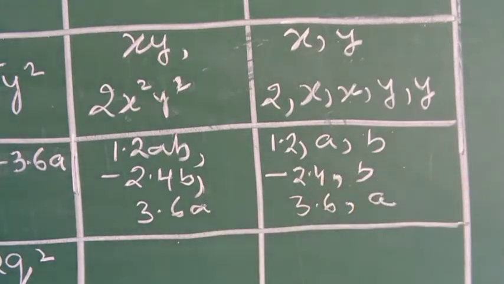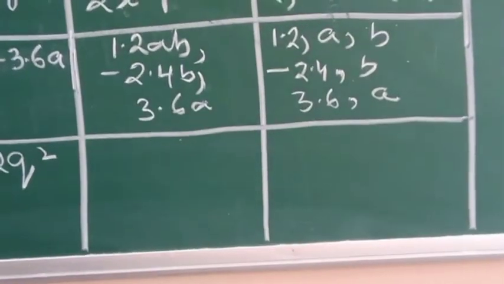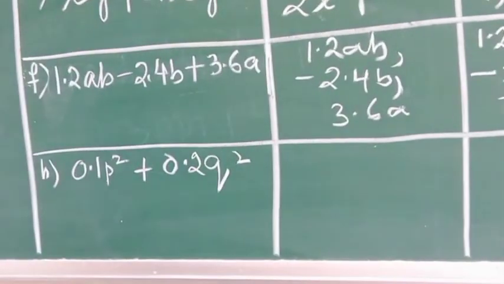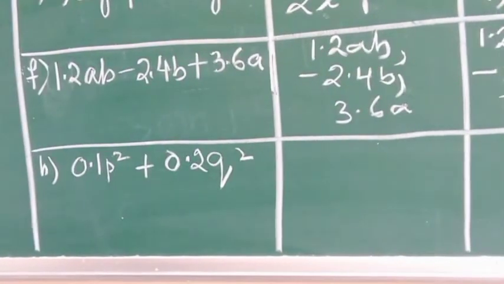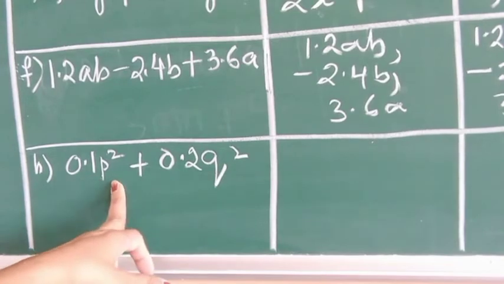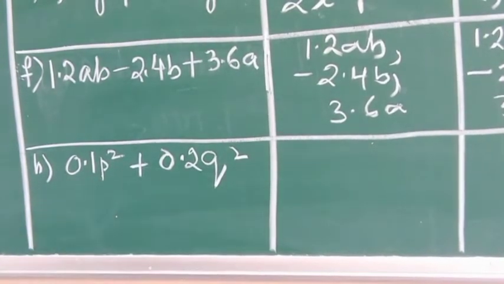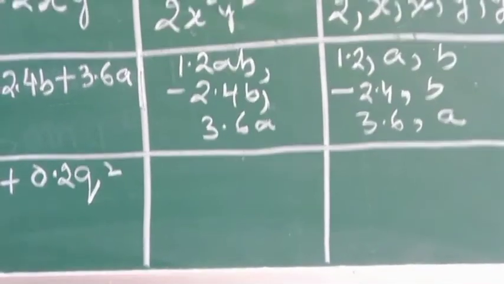Okay. Now the last I have taken as H. All the sums are the same only. So in H, what is the question? You can see the question is 0.1 p square plus 0.2 q square. So two terms are there, binomial. You can write the factors here separately.